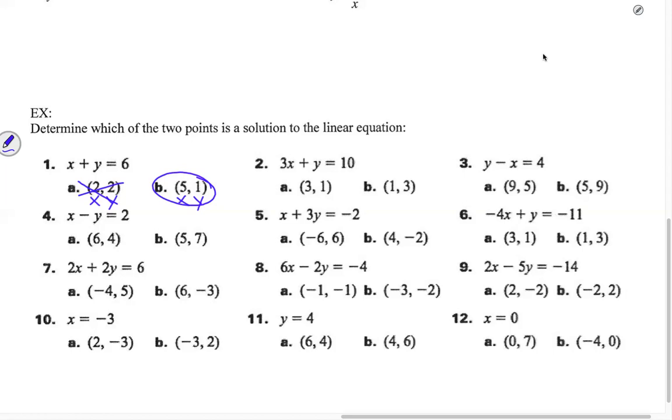So Louis, over here, what point comes first? X or Y? X, because it's alphabetical. So XY, XY. Now we're going to plug it in. 3 times 3 is 9, plus 1 is 10.